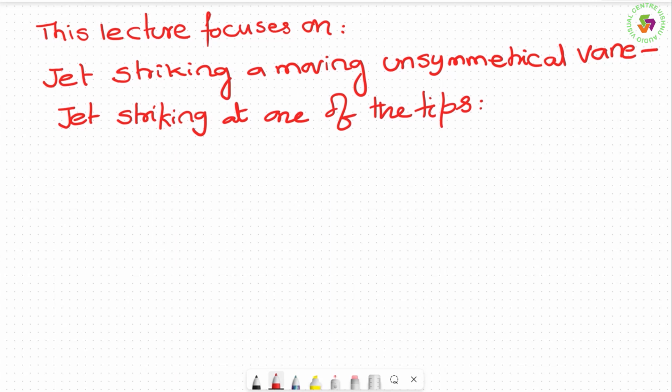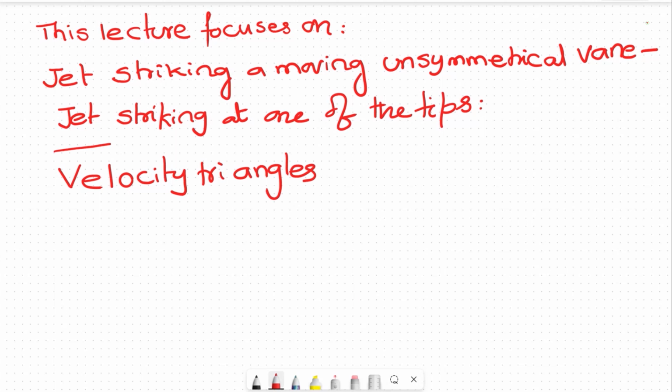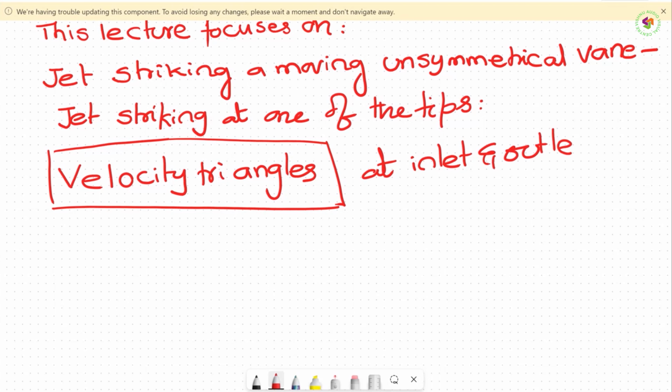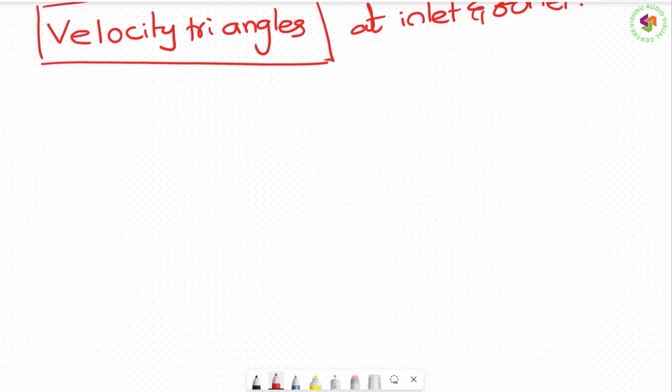The moment I say the jet is striking at one of the tips and it is an unsymmetrical vane, immediately what you should get in your mind is that this type of problem can be solved only by drawing the velocity triangles at inlet and outlet. Then only you can solve the problems. So what are those velocity triangles?